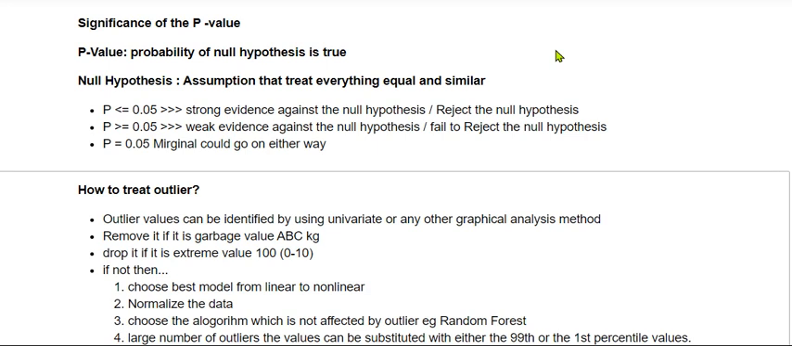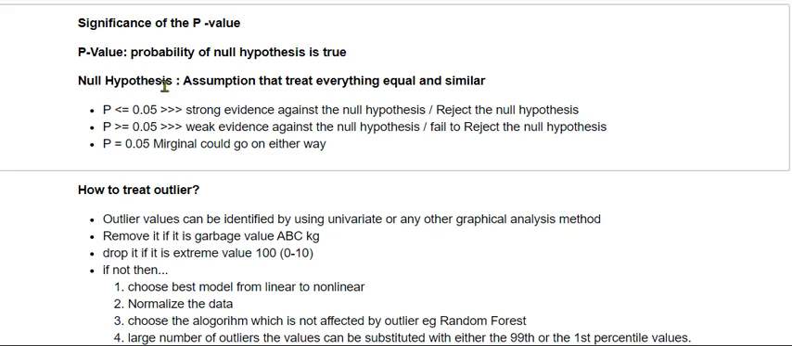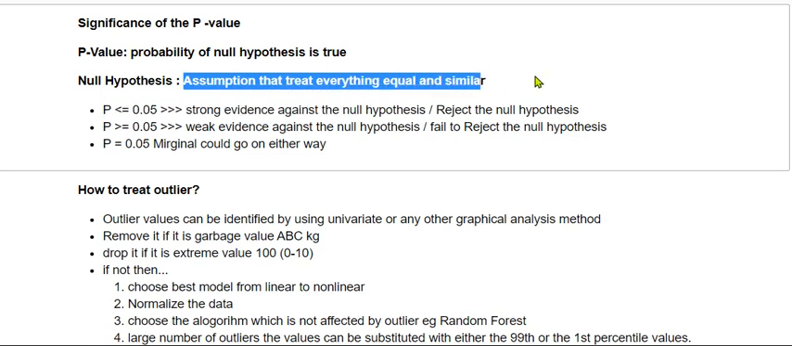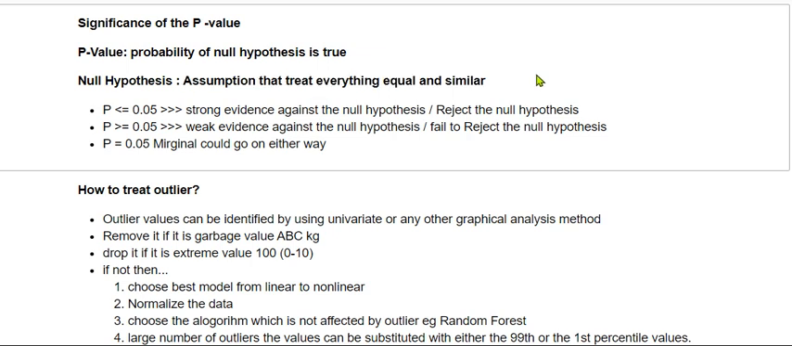is true. If the probability of the null hypothesis is greater, in that case we can accept that null hypothesis. And if the p-value is lesser, in that case we can reject that null hypothesis. Then what is a null hypothesis? A hypothesis is nothing but an assumption. In this case, the assumption treats everything as equal and similar. So that is the assumption.